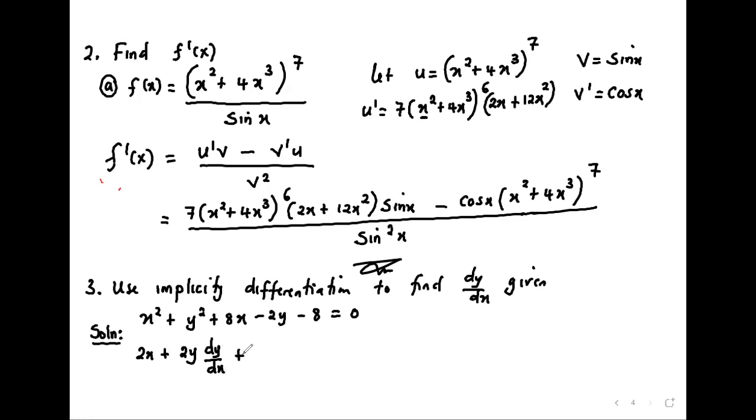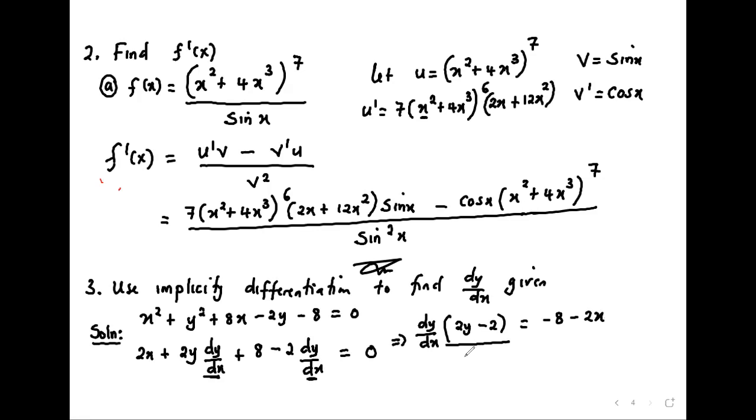And then differentiate 8x, we get 8. Differentiate 2y, we get 2. But because it's y, we also write dy/dx. And then differentiate 8, we get 0. We differentiate 0, we get 0. Now, because we want to find dy/dx, you factorize dy/dx. It's common, right?